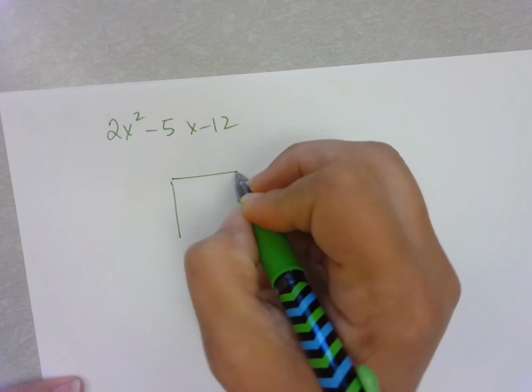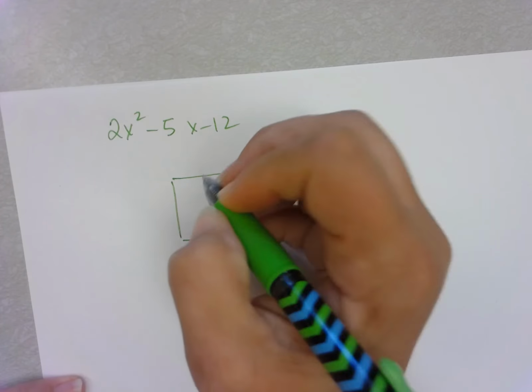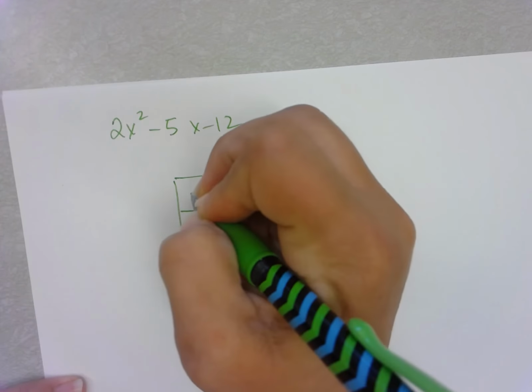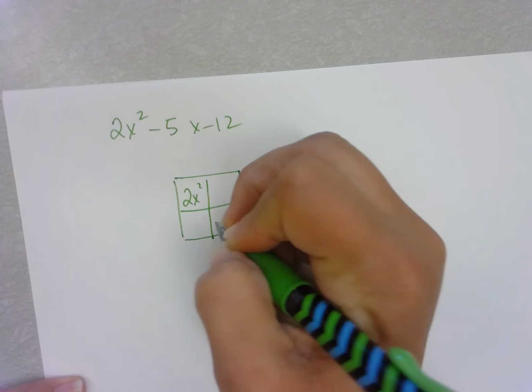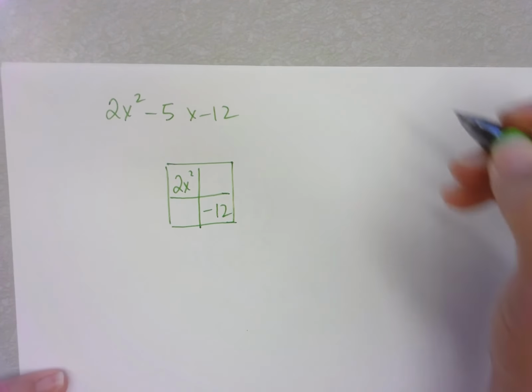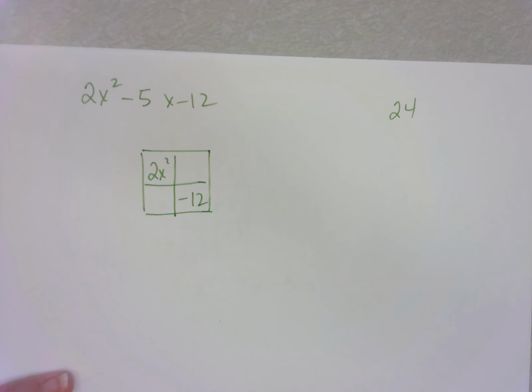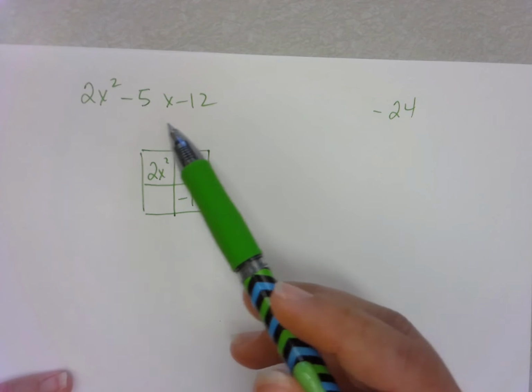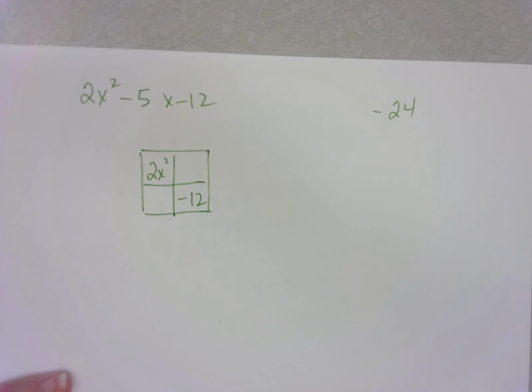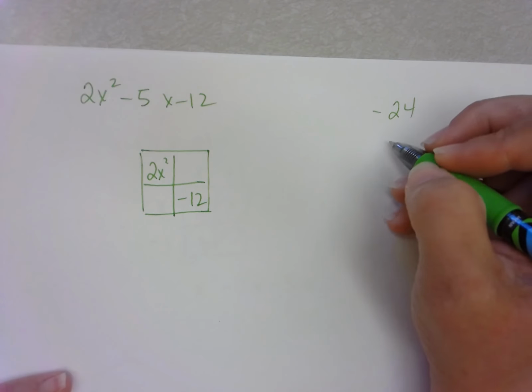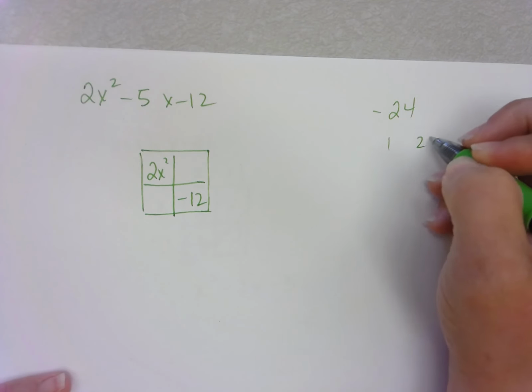I'm going to put them in my box. All right, so this is 2x squared, and then this is minus 12. So I multiply the 2 and the 12 and get 24, right? It's technically going to be negative 24, so I'm looking for two numbers. When I multiply them together, I get 24, but when I subtract one from the other, I can get this negative 5.